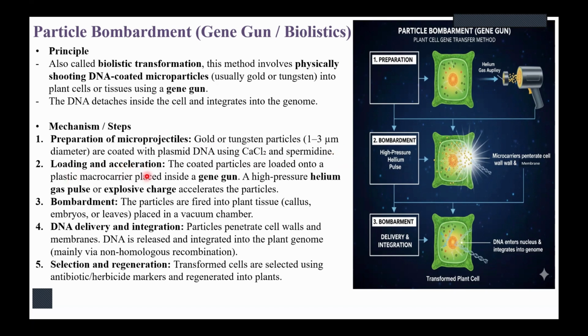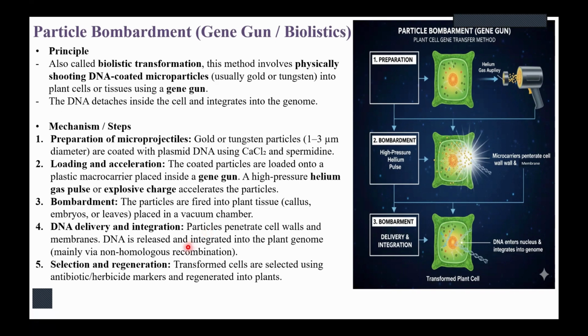We will load the gun and then we will accelerate it. We are going to create the pressure using helium gas, which is going to forcefully pressurize these ballistic molecules into the cell. Next is bombardment. We fire it into the plant tissue and then the DNA delivery happens. The DNA is now present inside the cell close to the nucleus, or sometimes we can also aim into the nucleus where they can directly be present next to the DNA of the host cell.